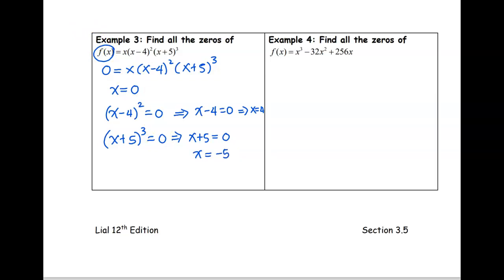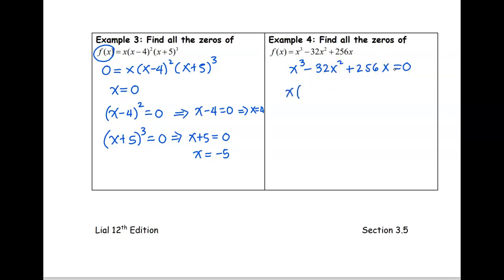And now for example number 4, we have f of x equal to x cubed minus 32x squared plus 256x. To find the zeros, we just have to let this be equal to 0. That is, we have x cubed minus 32x squared plus 256x is equal to 0. We can solve for x by factoring this expression. By looking at each term, we notice that x is a common factor. So we factor that out.